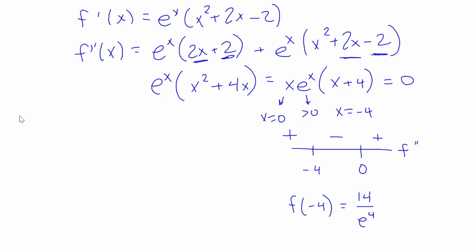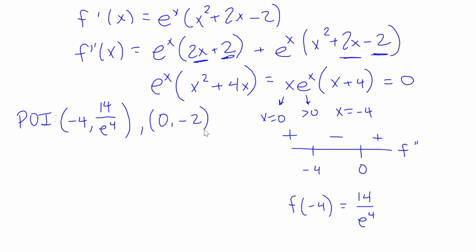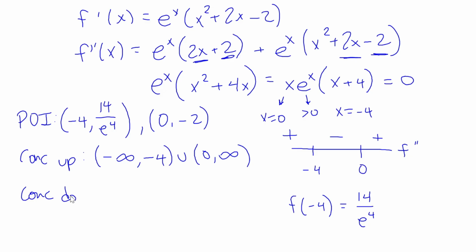And so we'll write out our points of inflection. We have 2 points of inflection. One of them is negative 4 and 14 over e to the 4th. And the other one is just that point 0, negative 2 that we already found as our y-intercept. We'll state that we are concave up on the interval from negative infinity to negative 4, and again from 0 to infinity, and that we are concave down on the interval from negative 4 to 0.